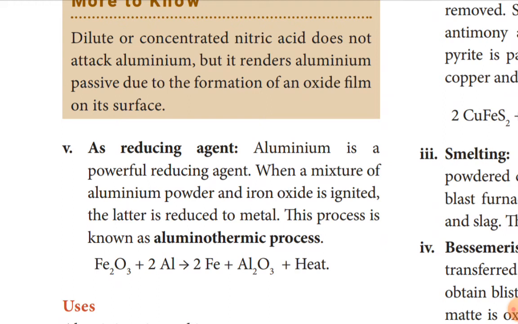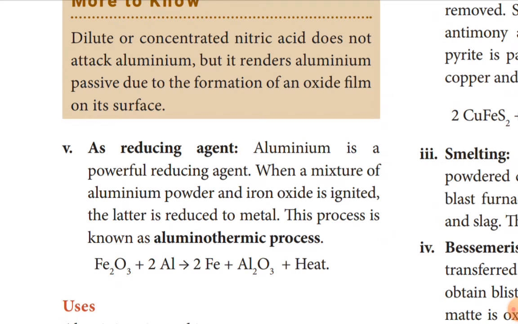So the removal of oxygen is reduction. This reduction is done by aluminum. That's why aluminum is a powerful reducing agent. So oxide of iron is reduced to iron in the presence of aluminum, and heat is liberated. So this is called the aluminothermic process.